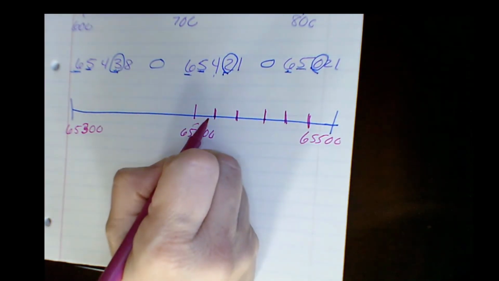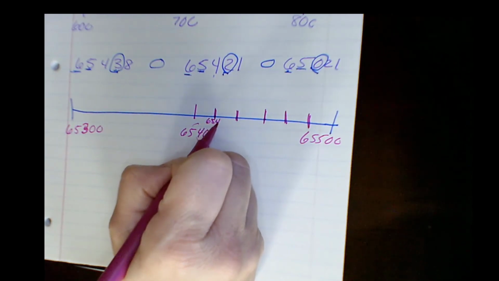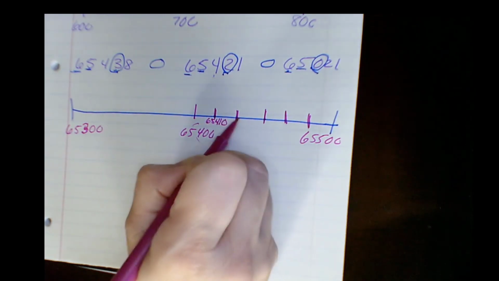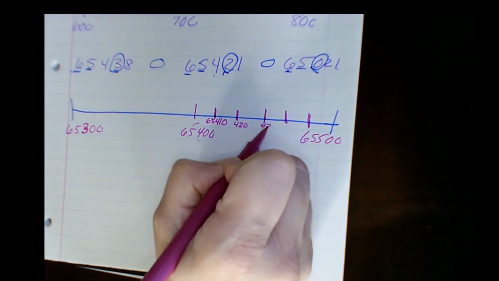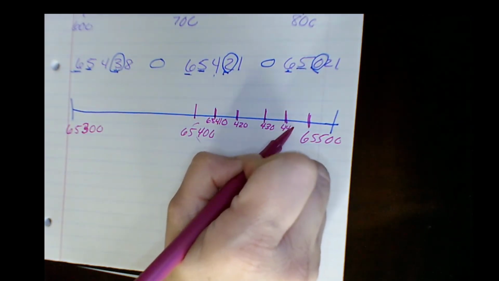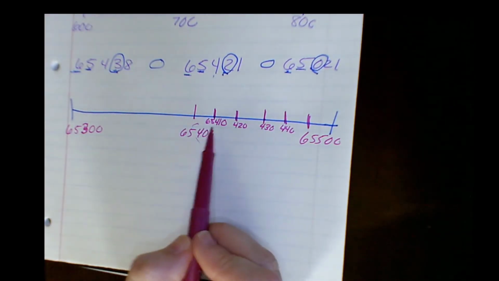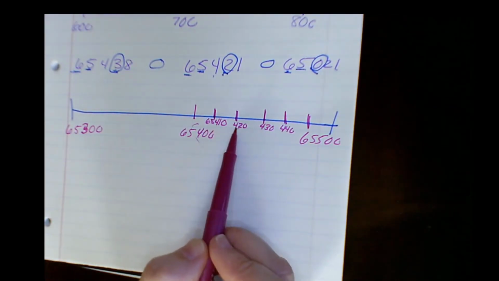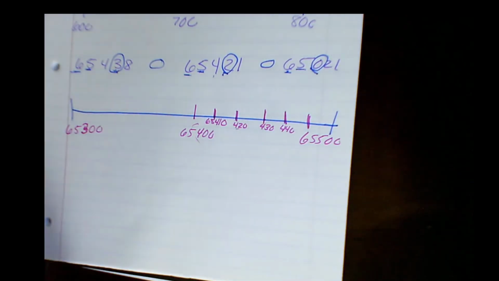So if we count over here, this is going to be 65,410, 420, 430, 440, and so on. Okay, so now, and I didn't write the whole number because we didn't have room for it, and that's okay as long as you remember what you're talking about.